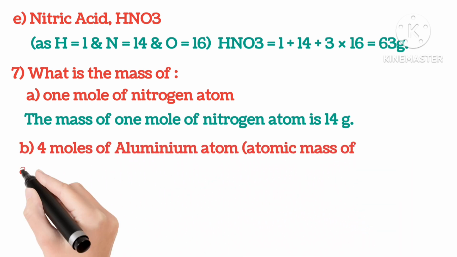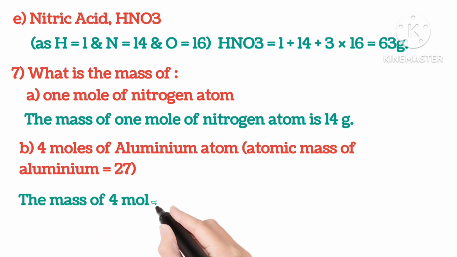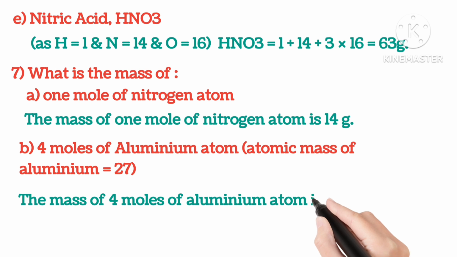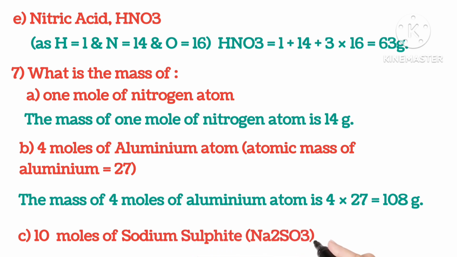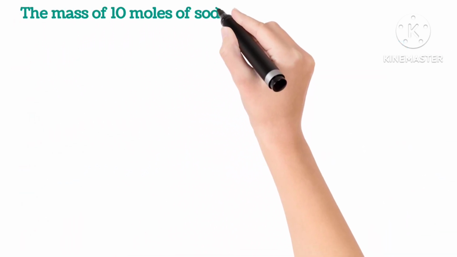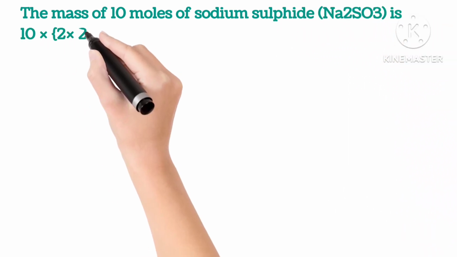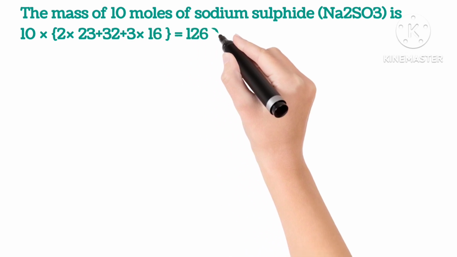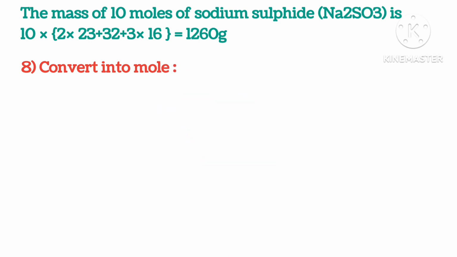4 moles of aluminum atom, atomic mass of aluminum is 27. So the mass of 4 moles of aluminum atoms will be 4 into 27, that is 108 grams. And 10 moles of sodium sulfide. So putting the values in the formula, the mass of 10 moles of sodium sulfide will be 10 into 2 into 23 plus 32 plus 3 into 16, that is 1260 grams.